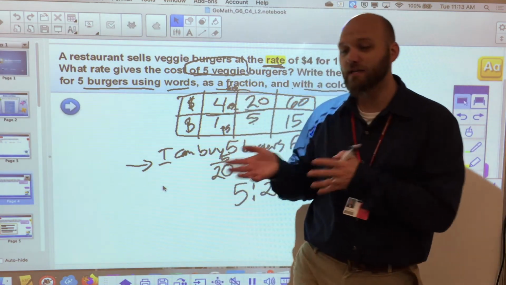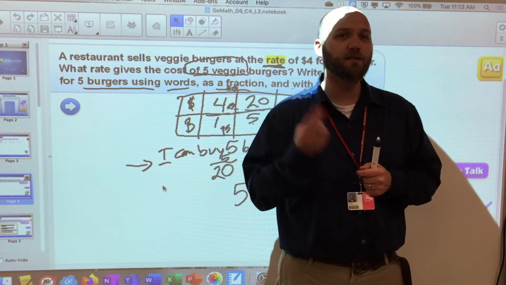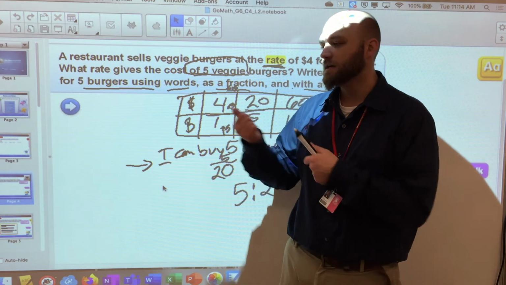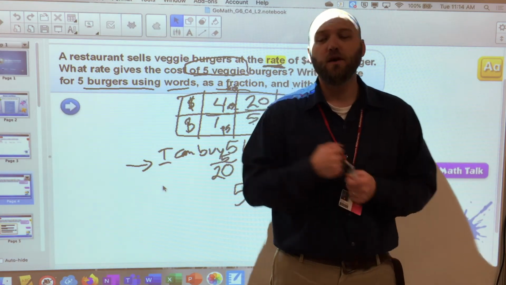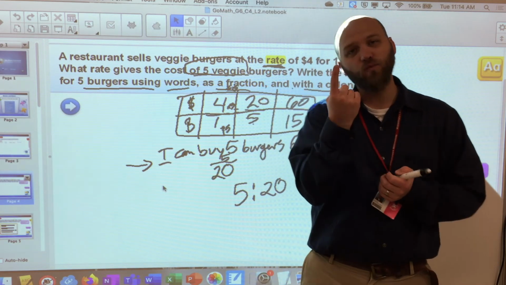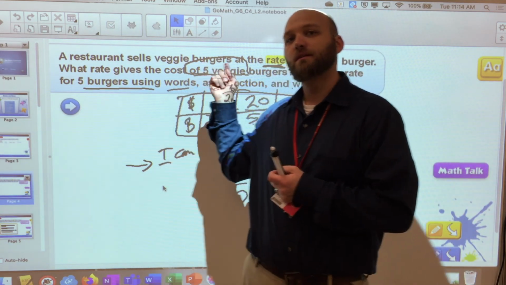So again, a ratio is comparing two numbers using division. A unit rate compares two things that are not the same, like miles and gallons, or money and shirts. Comparing those two and getting it down to one single rate, that's our unit rate.